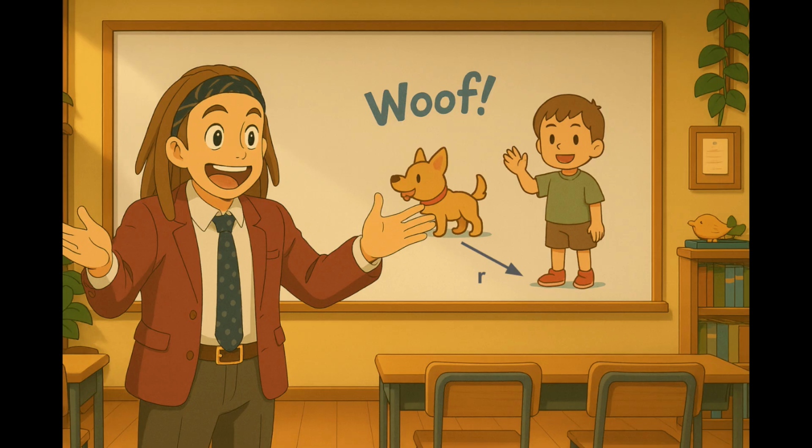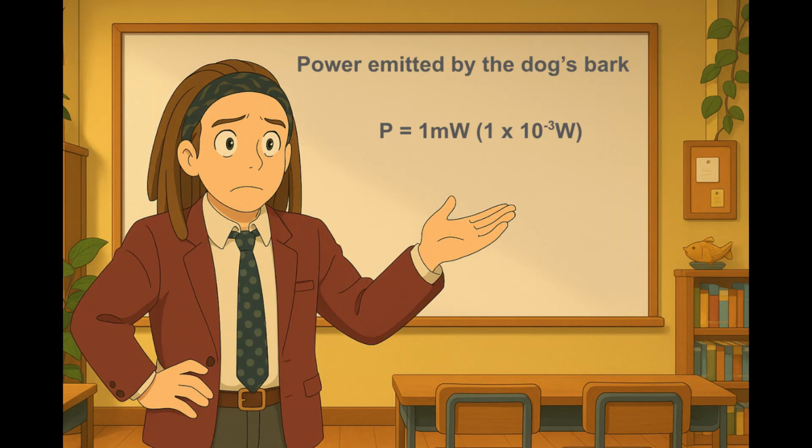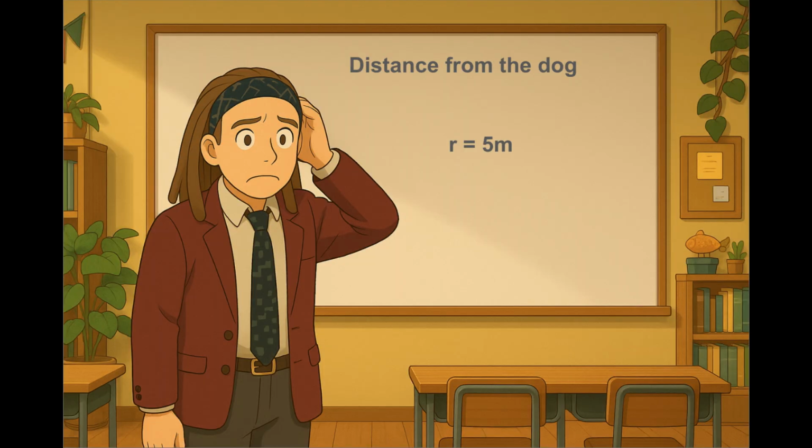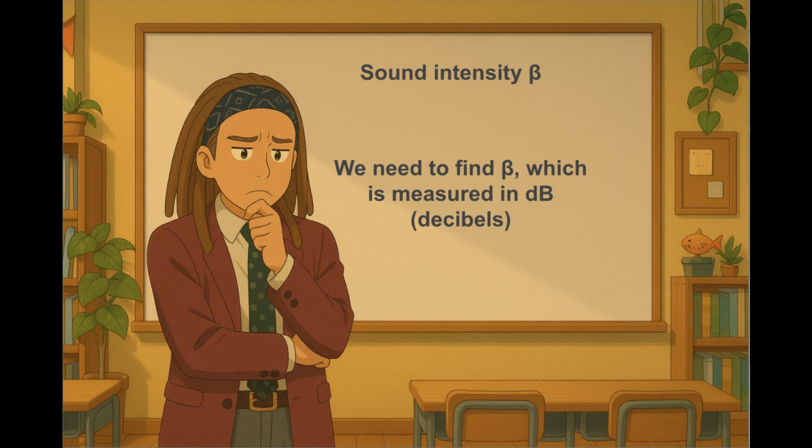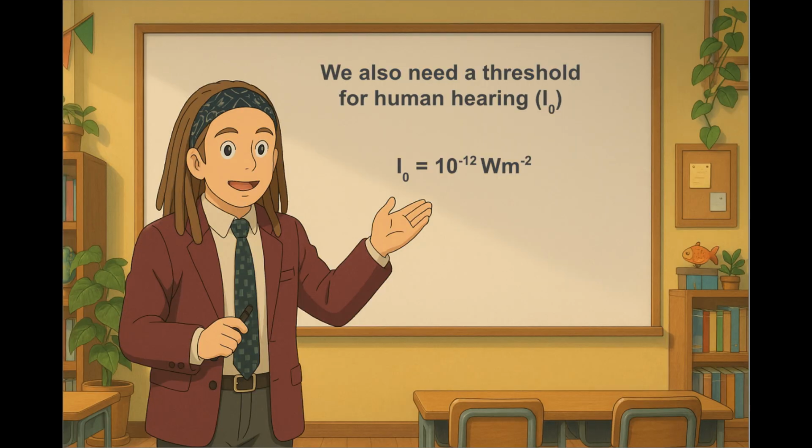Now, let's identify our key variables and constants. The power emitted by the dog, denoted by P, is 1 milliwatt. The distance from the dog, R, is 5 meters. We need to find the sound intensity level, which we'll call beta, often measured in decibels. We also need a standard reference for sound intensity. This is the threshold of human hearing, I0, which is a constant value of 10 to the power of minus 12 watts per square meter.